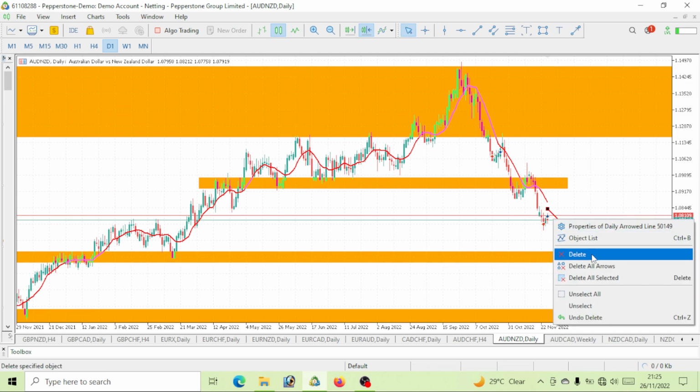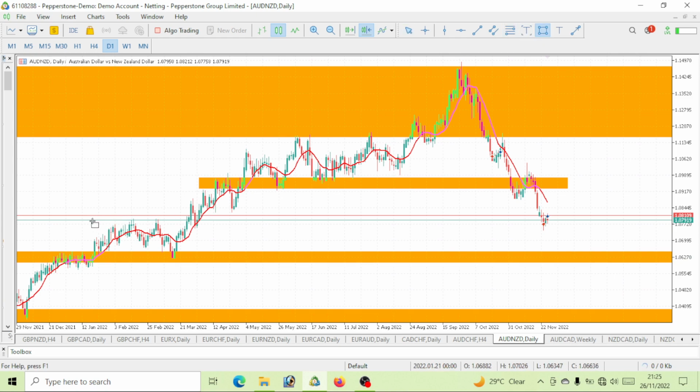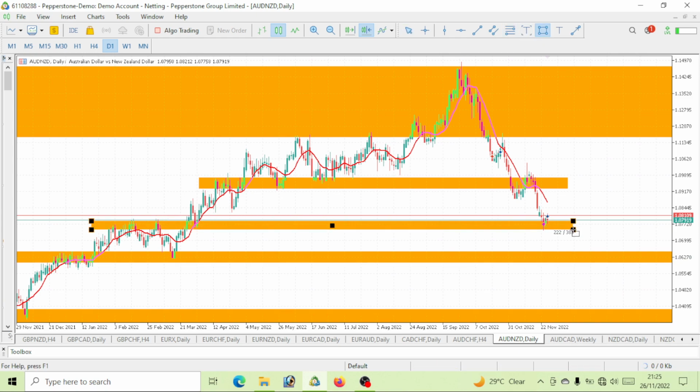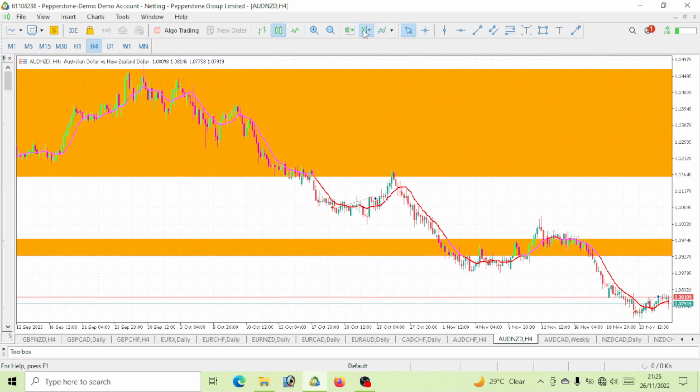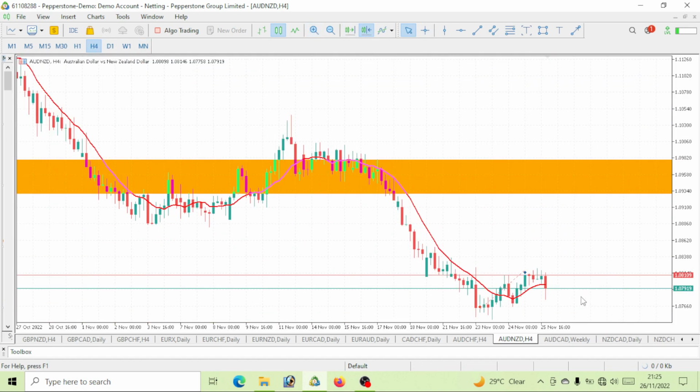One of the reasons we're having this pullback is that price has reacted to this level, right? So it's no doubt that price is giving us a pullback, which will not be much. After the pullback, we're expecting another drop on AUD New Zealand dollar. And the 4-hour time frame also says we are bearish, right? So let's see if this 4-hour time frame will actually drop and break this level.